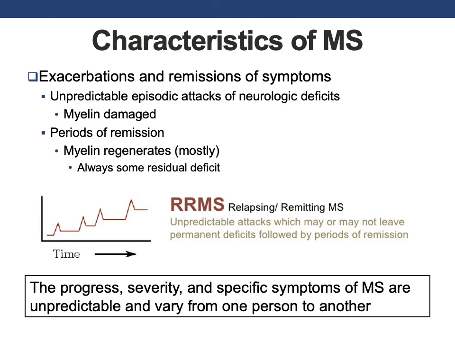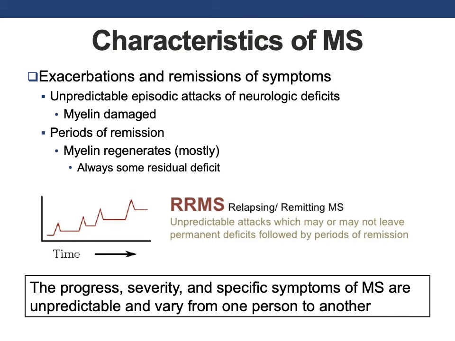Characteristics of MS. First, I must say that the progress, severity, and specific symptoms of multiple sclerosis are unpredictable and vary from one person to another. The most common type of MS is RRMS, relapsing-remitting multiple sclerosis. This type of MS has periods of exacerbations and remissions of symptoms.